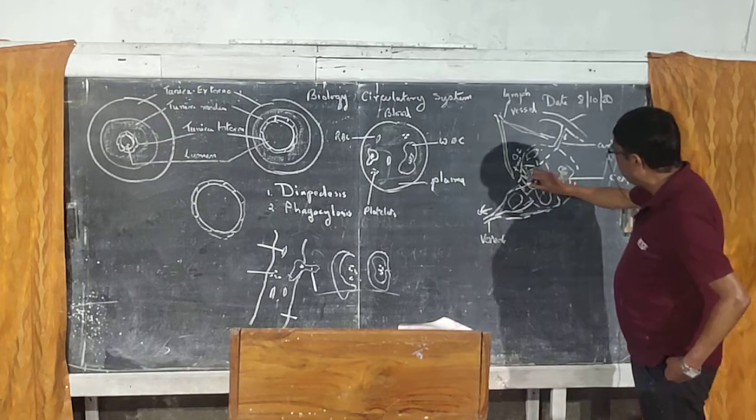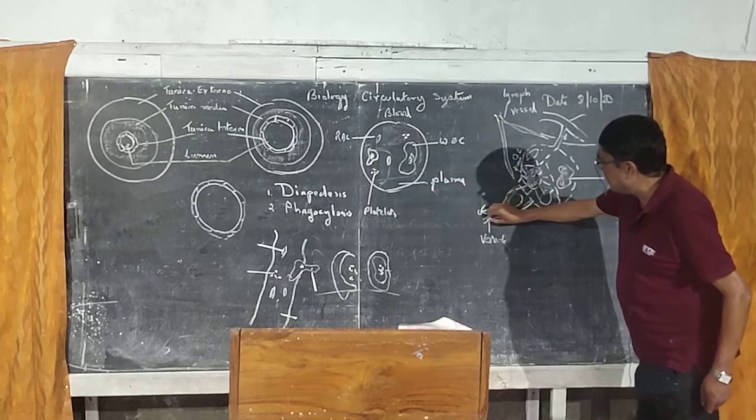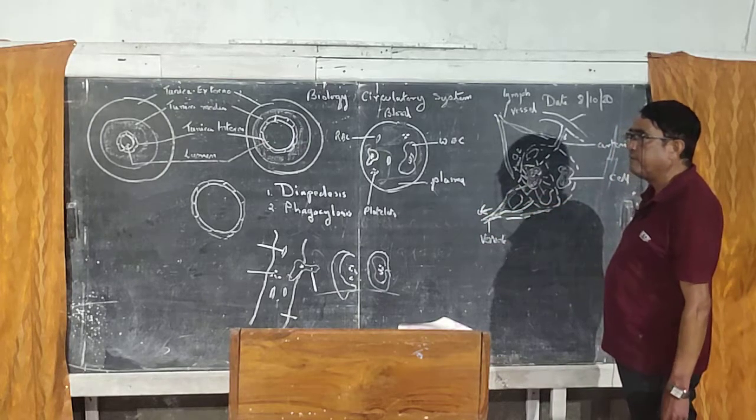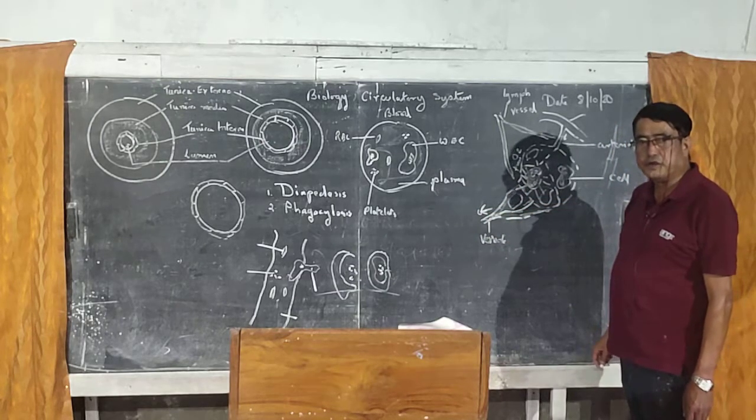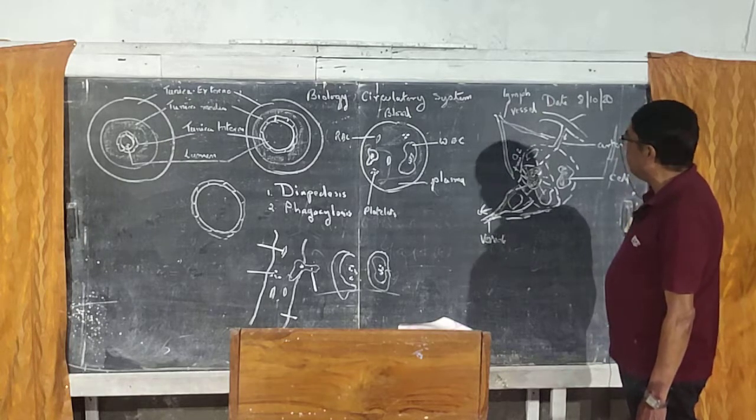As the blood flows through the veins, these waste products are transported to their respective organs of excretion. So this much for today. We will continue next class.